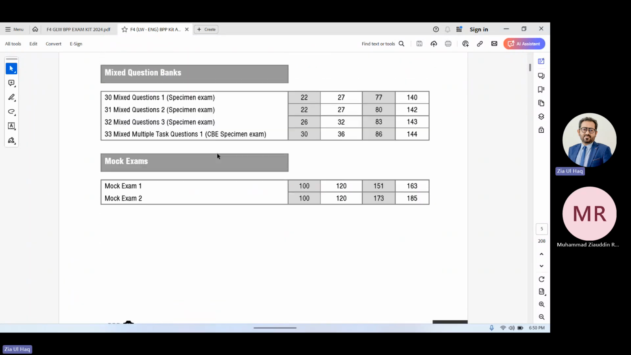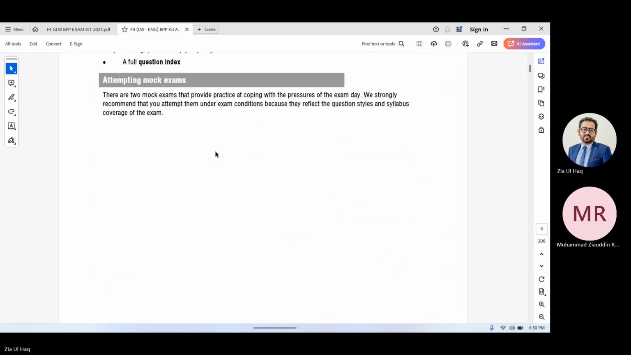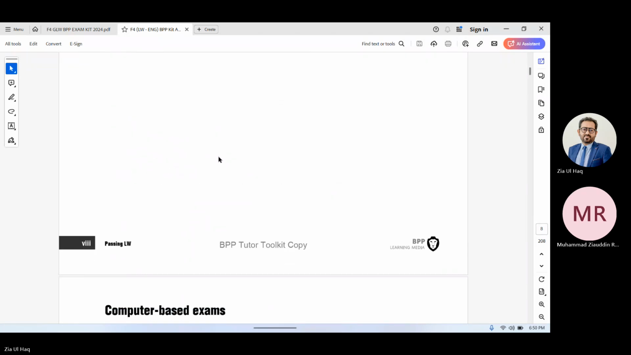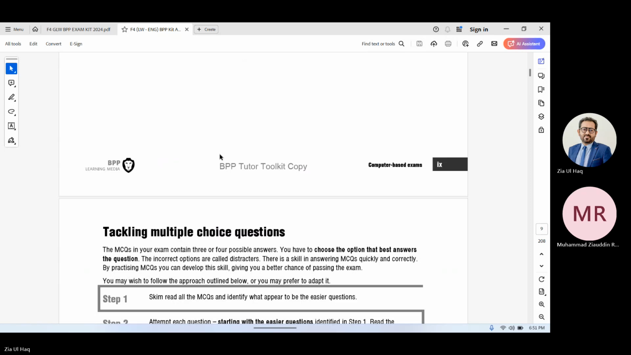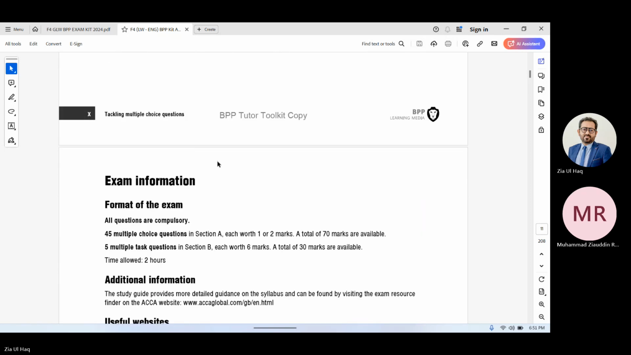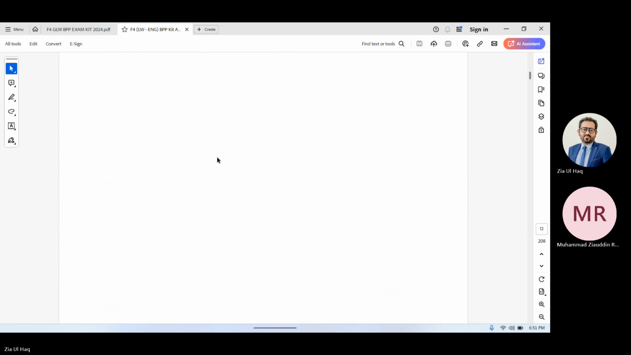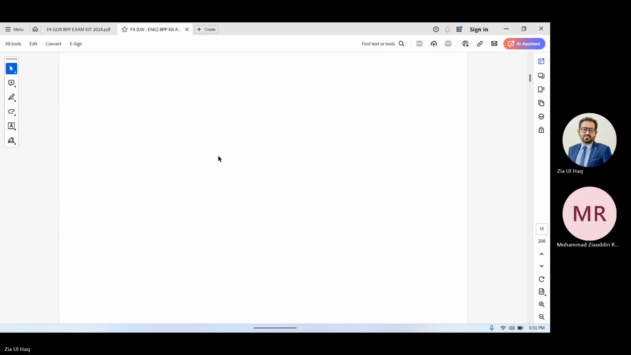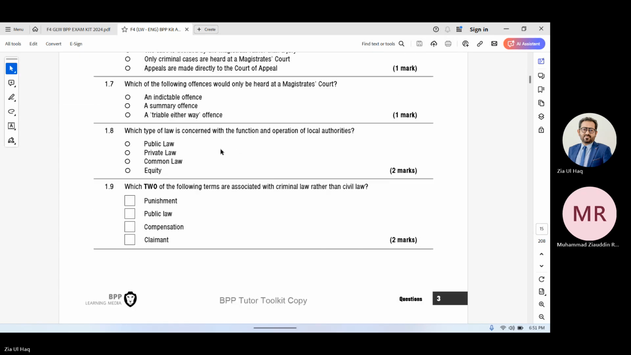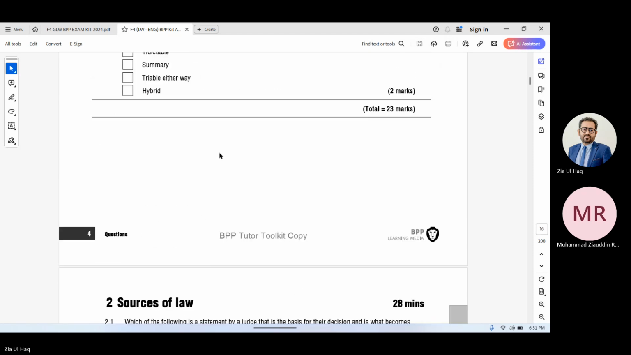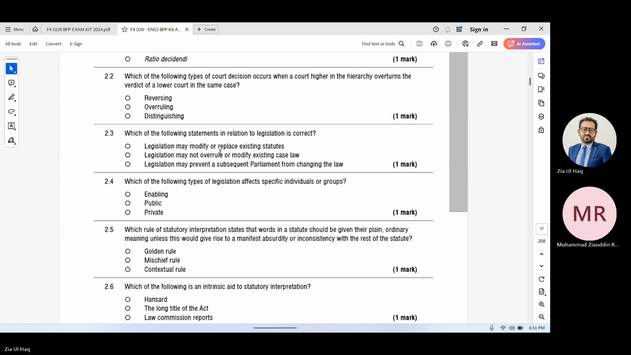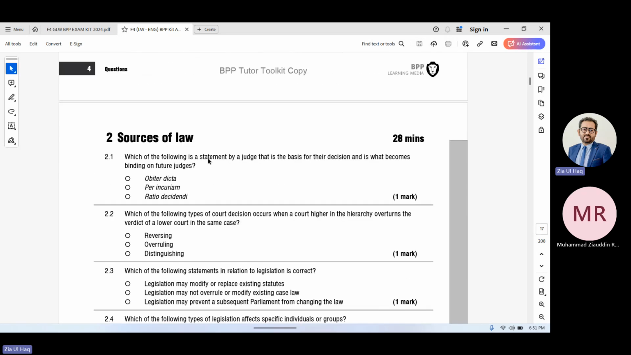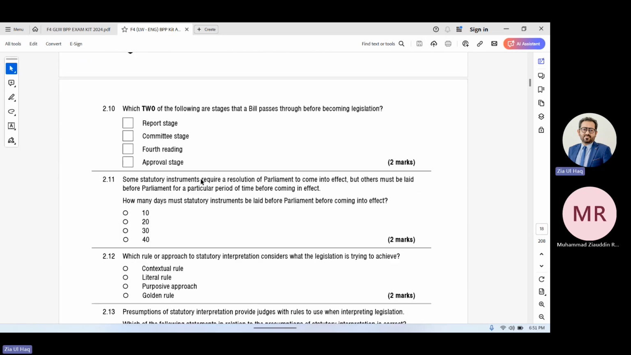Sources of law will be covered by yourself.